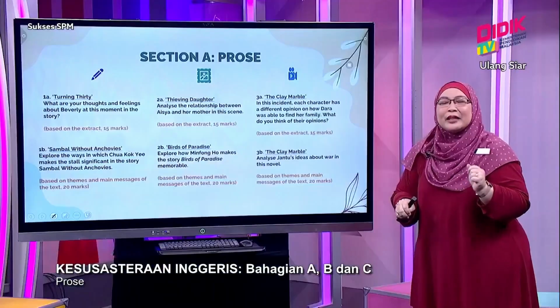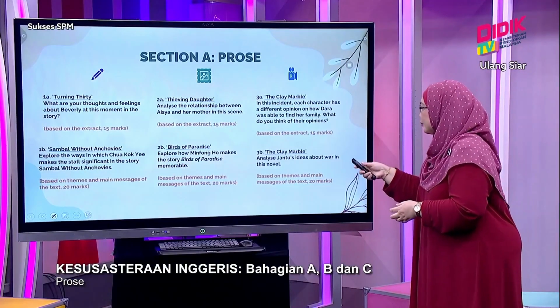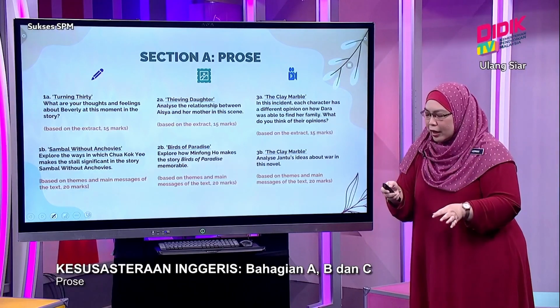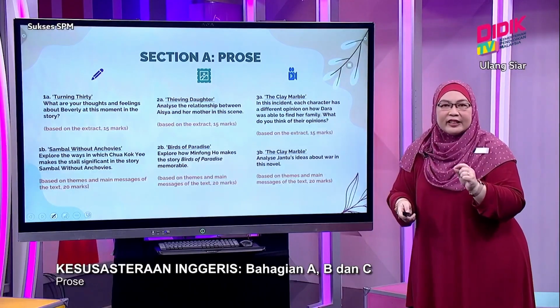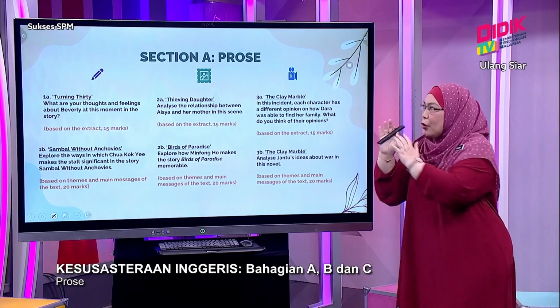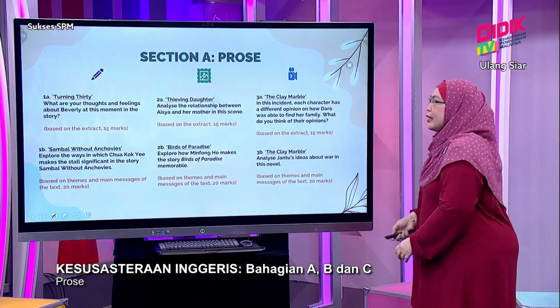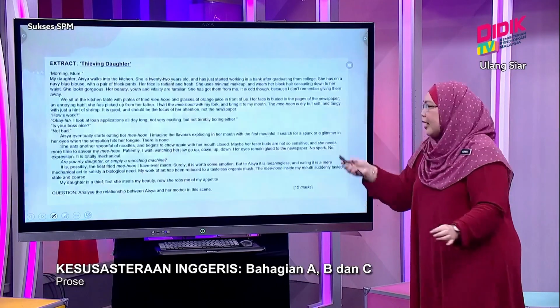Okay, let's take a look at the Birds of Paradise, okay? And then let's take a look at Clay Marble. Again, the questions are based on the themes found in the text. So now we know the difference, yeah? When you're looking at prose, A is extract based and B is obviously themes and main ideas.